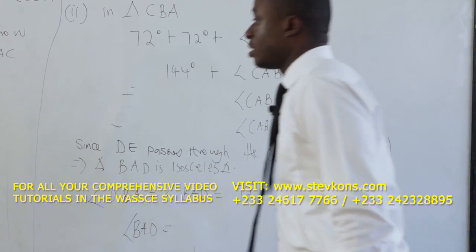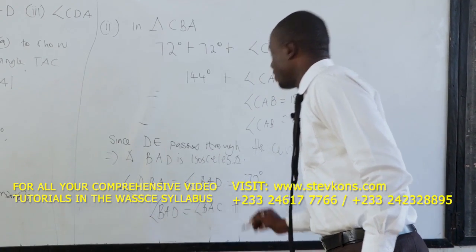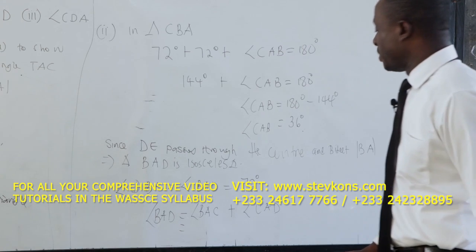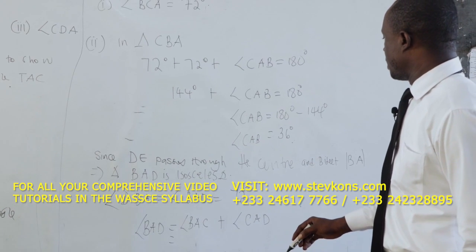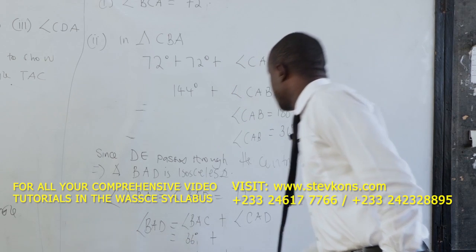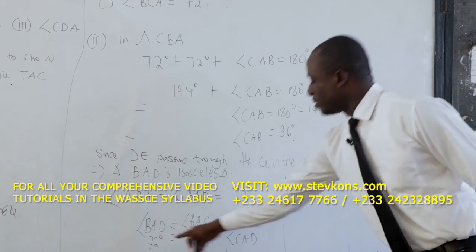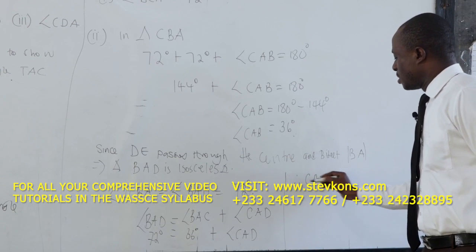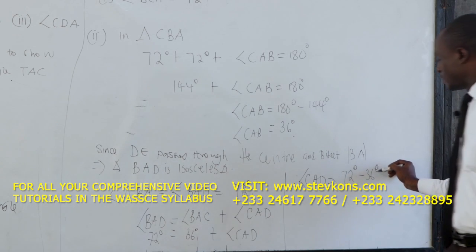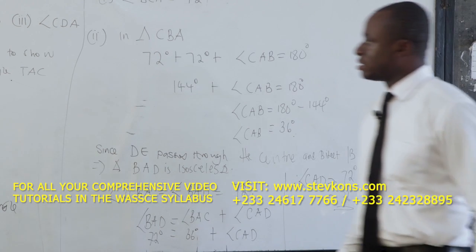Now, BAD is the same as angle BAC plus angle CAD. What is angle BAC? Angle BAC is the same as CAB, so this is 36 degrees. What is CAD? We don't know CAD, but BAD is 72 degrees. Now here we can find CAD. So angle CAD is 72 degrees minus 36 degrees, and this gives us 36 degrees. That is angle CAD, 36 degrees.